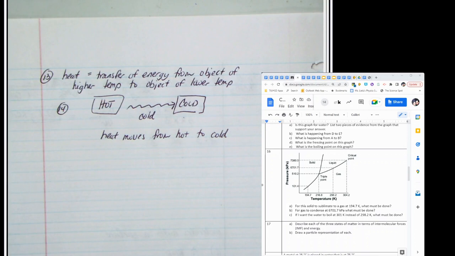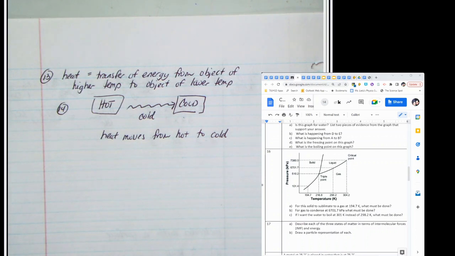So 17, it says describe each of the three states of matter in terms of intermolecular forces. We already talked about this a little bit. Intermolecular forces, that bonding. So the strongest to the weakest, the order. Okay, states of matter, solid, liquid, gas. And then you need to draw a particle representation.